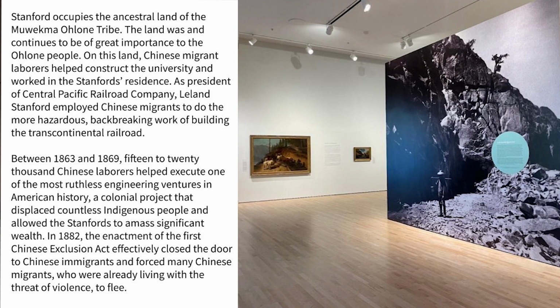On this land, Chinese migrant laborers helped construct the university and worked in Stanford's residence. As president of Central Pacific Railroad Company, Leland Stanford employed Chinese migrants to do the more hazardous, backbreaking work of building the Transcontinental Railroad. Between 1863 and 1869, 15 to 20,000 Chinese laborers helped execute one of the most ruthless engineering ventures in American history, a colonial project that displaced countless indigenous people and allowed the Stanfords to amass significant wealth. In 1882, the enactment of the first Chinese Exclusion Act effectively closed the door to Chinese immigrants and forced many Chinese migrants who were already living with the threat of violence to flee. So we are so grateful to be here on this land and recognize those who literally built the institution that we are visiting tonight.